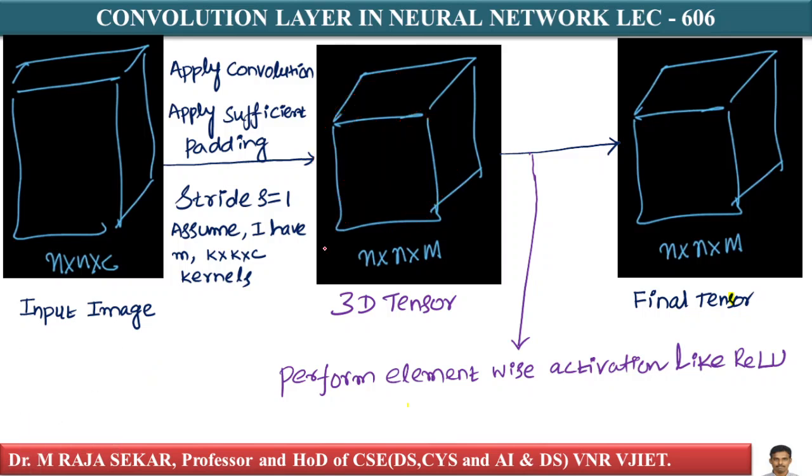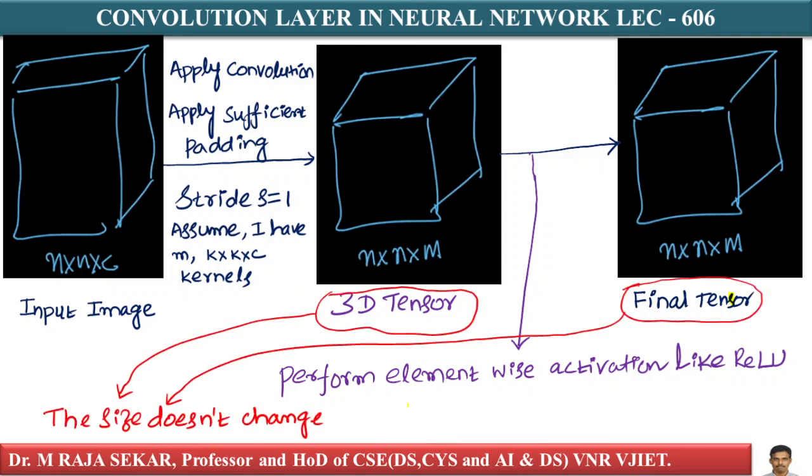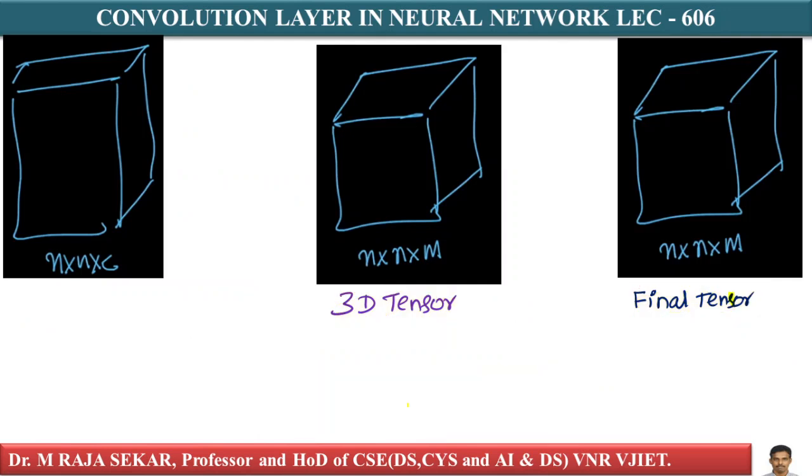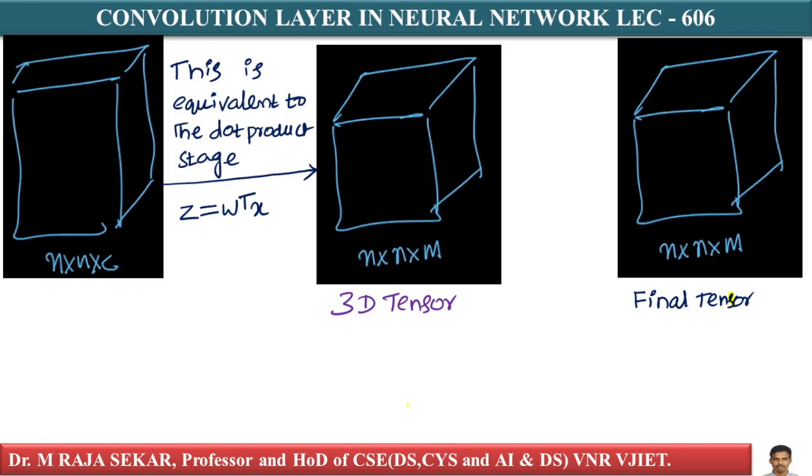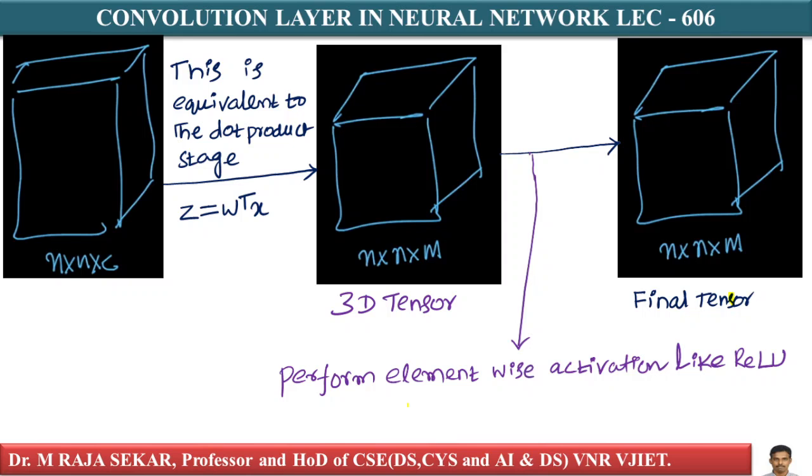If you try to recall, it is just like in MLP, where the size does not change. Let me recall our MLP. In MLP, what happens? This is equivalent to the dot product in a multi-layer perceptron. This stage means you are taking the input image, Z equal to W transpose X. Your convolution is just like your dot product. There are two steps, just like MLP. The first one is the dot product stage, which is nothing but Z equal to W transpose X. The second is applying ReLU on top of it.